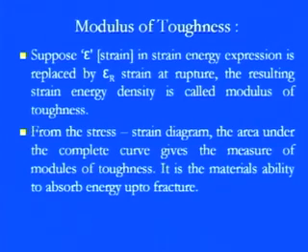That means it includes both elastic as well as plastic deformation. So from the stress-strain diagram I showed previously, the area under the complete curve gives you the measure of the modulus of toughness, how tough the material is. It is the material's ability to absorb energy up to fracture. So this is the key difference between the modulus of resilience and the modulus of toughness.